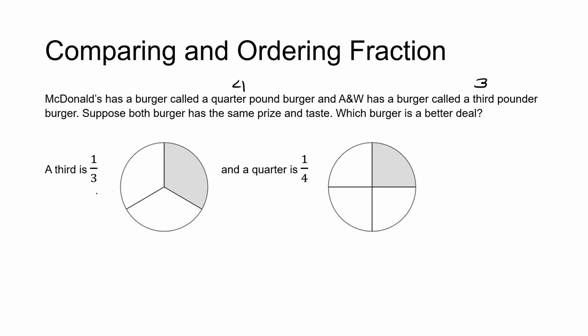A third is 1/3, 1 over 3. And if you write that as a fraction, it looks like this. And a quarter is 1/4. And if you write it as a fraction, it looks like this. And as you can see, 1/3 is way bigger than 1/4. But how big is 1/3 compared to 1/4? Well, we don't know, right?